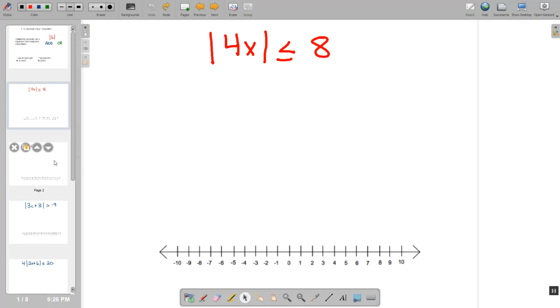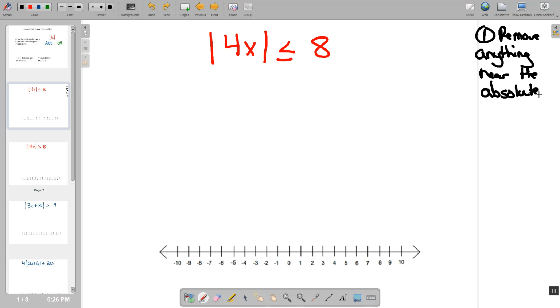This is what we're going to be looking at in this section. We have the absolute value of 4x is less than positive 8. And if you remember from our last set, there were two steps that we had to do in every problem. We had to remove anything from the side with the absolute value. In this case, there is nothing else near the absolute value, so step 1 is already done. Step 2 is we then had to set up the positive and negative solutions.